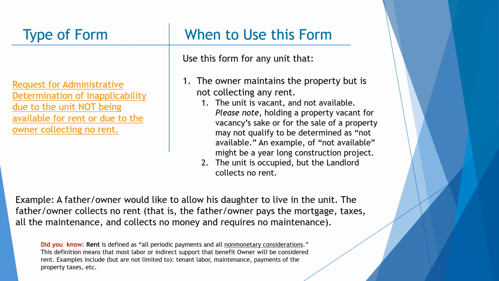Let's take a look at an example. A father and an owner of a property would like to allow his daughter to live in the unit. The father owner collects no rent. That is, the father owner pays the mortgage, the taxes, all the maintenance, and collects no money and requires no maintenance. If the father owner would like to claim an exemption, he would need to file the administrative determination of inapplicability due to the unit not being available for rent or due to the owner collecting no rent. If in this example, the father owner required that the daughter pay the mortgage, that payment would be considered rent, a tenancy would be established, and all applicable laws, protections, and fees would apply.